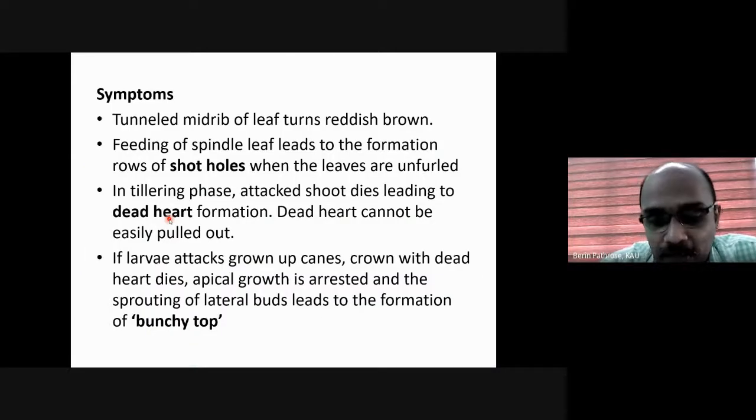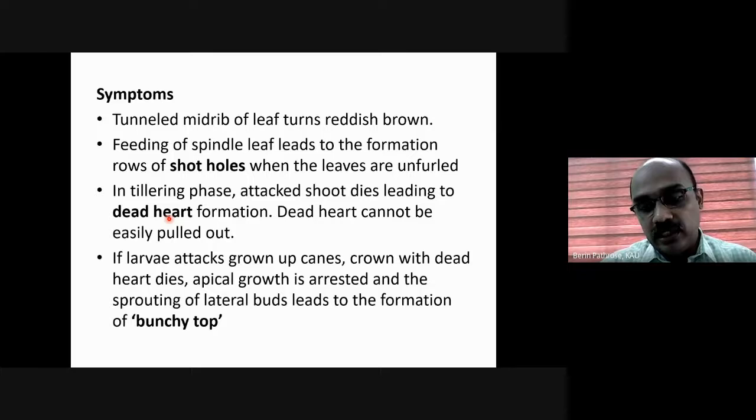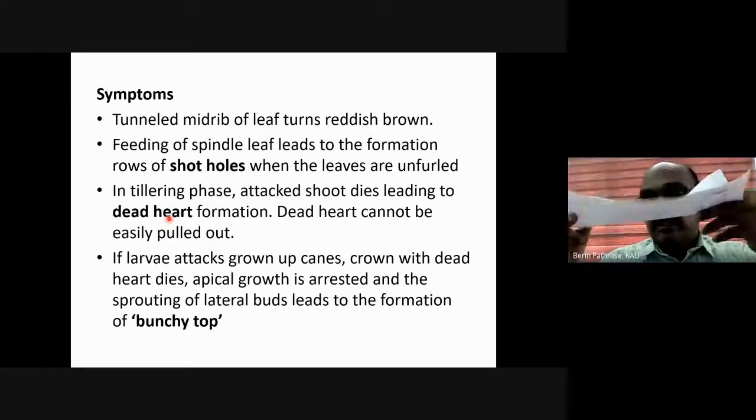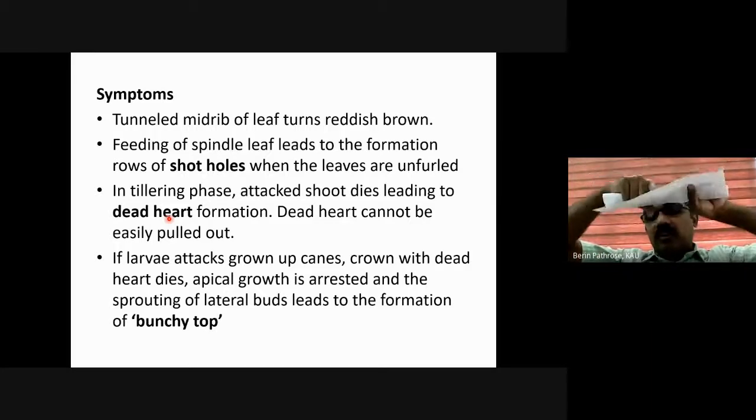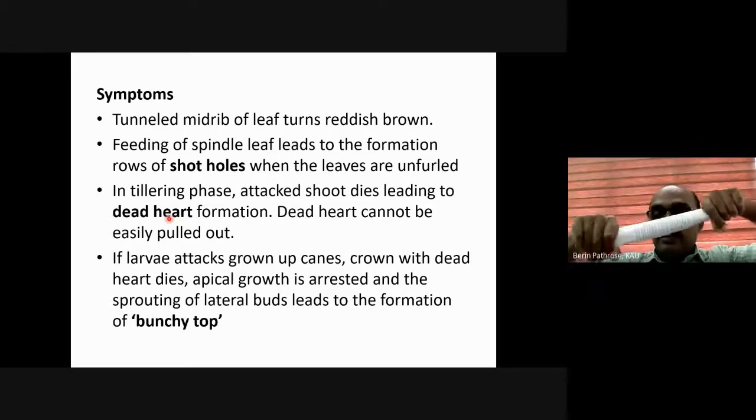Then another typical nature of damage I told you is that it bores into the central spindle leaf, which is the unopened spindle leaf. I will show you one. Okay. See, consider this as an unopened leaf. Before unfurling of the leaf, it will be rolled up. The new leaf will be like this.